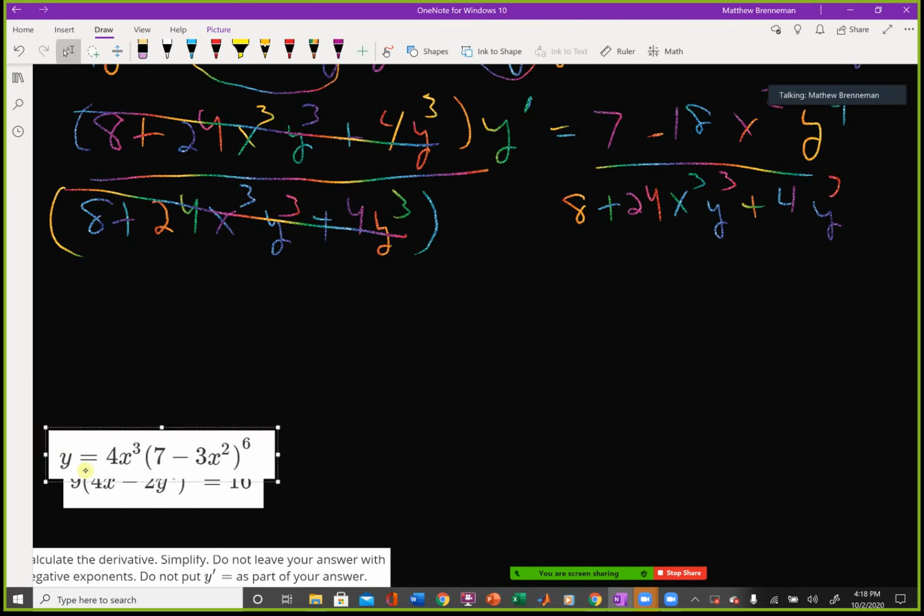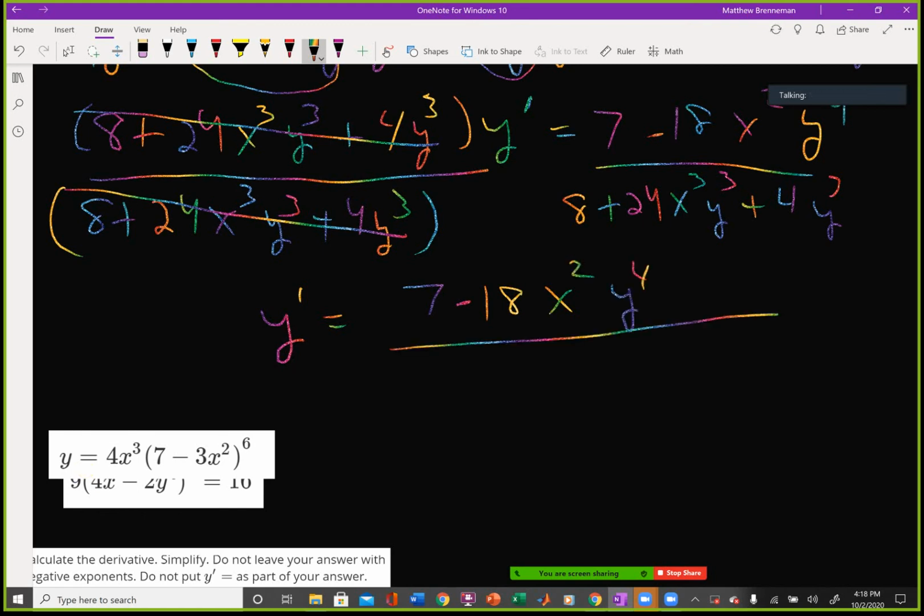Our final answer will be y prime is equal to 7 times 18x squared y to the 4th, all over 8 plus 24x cubed y cubed plus 4y cubed. And that's my final answer.